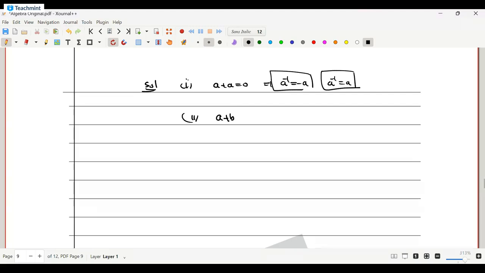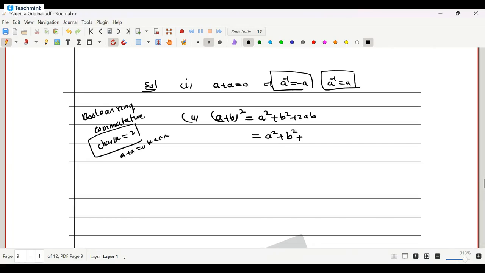Number 2, (A plus B) whole square. We know that every Boolean ring is commutative, so I write A square plus B square plus 2AB. But the characteristic of a Boolean ring is 2. As said earlier, A plus A is equal to 0 for every A belongs to R. That means 2A is equal to 0, so 2 into AB is equal to 0. So (A plus B) whole square equals A square plus B square.